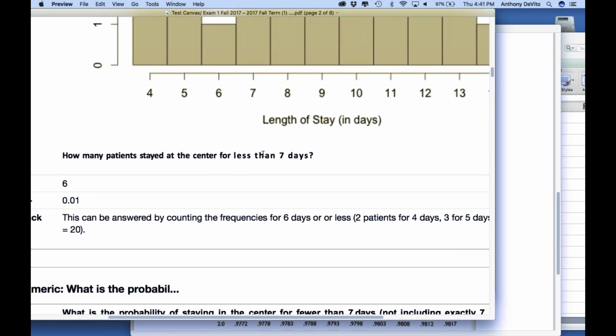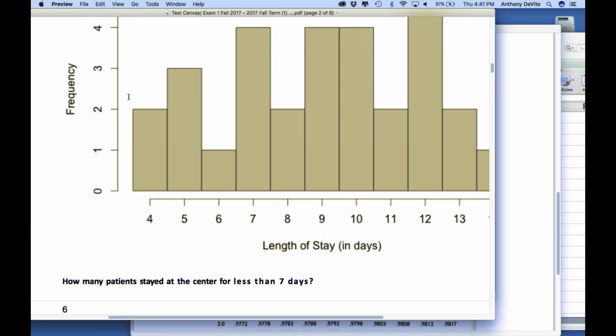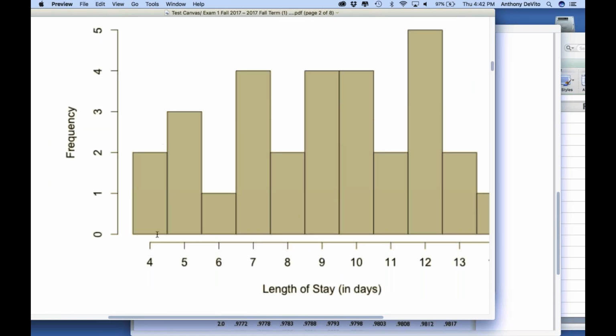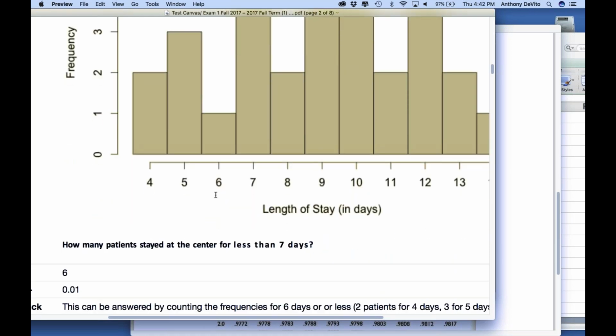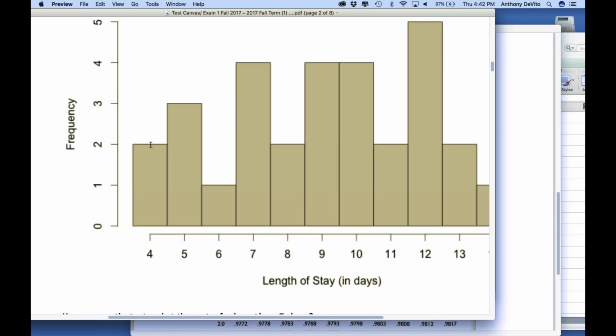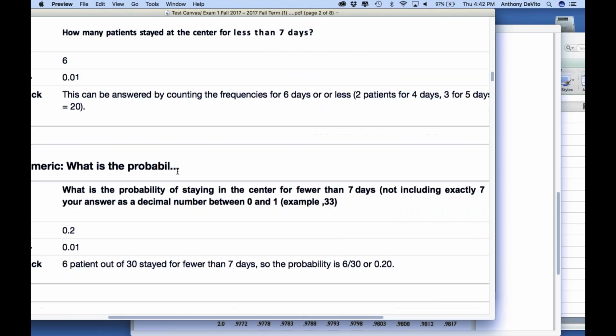How many of the patients stayed at the center for less than 7 days? The height of the bar represents the frequency, the number of patients that were there for 4 days, 5 days, 6 days, 7 days. So for less than 7 days, two people stayed for 4, 3 stayed for 5, 1 stayed for 6. So this is going to be the sum of those, which is what, 6? Yes, 6. 6 patients did.